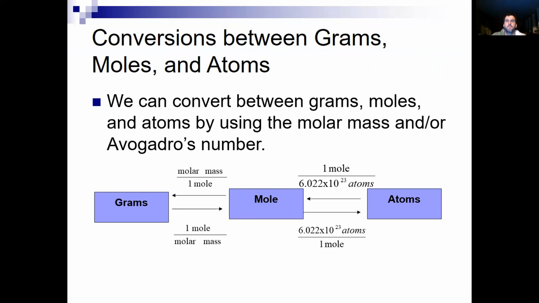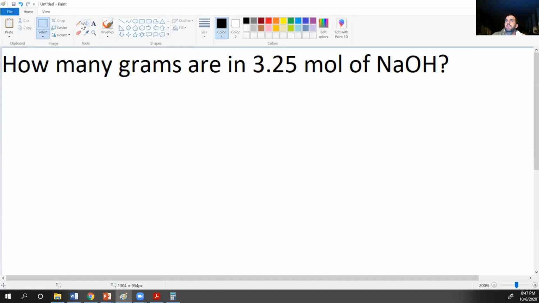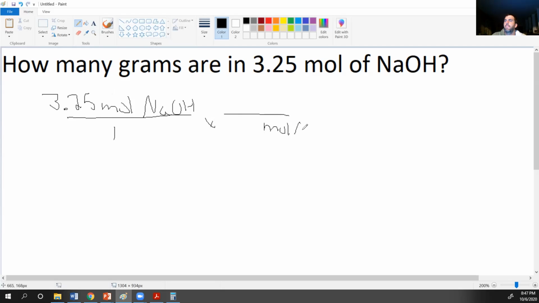So let me find my old pane again. My first step in any conversion problem is to take what I know, put it over 1. So I know I have 3.25 mole NaOH over 1 times a fraction, the unit on the top, mole NaOH, on the bottom, and we always put a 1 in front of there. And now I need to calculate my molar mass.